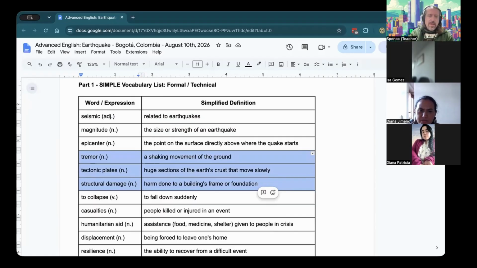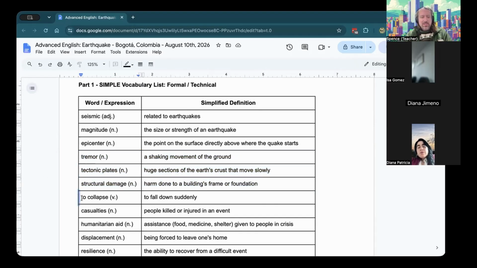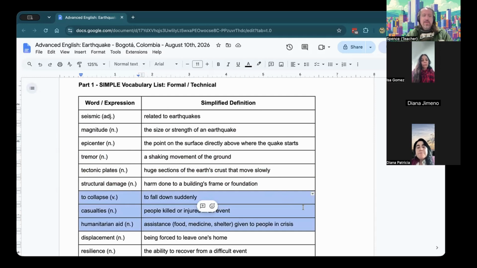Okay, cool. So a lot of these terms, as we get to more advanced language, Spanish speakers get an advantage, right? If your native language was Japanese, you would not have an advantage here. But because your native language is Spanish, words like seismic, magnitude, epicenter, all of these are going to reflect words that already exist in the Spanish language.